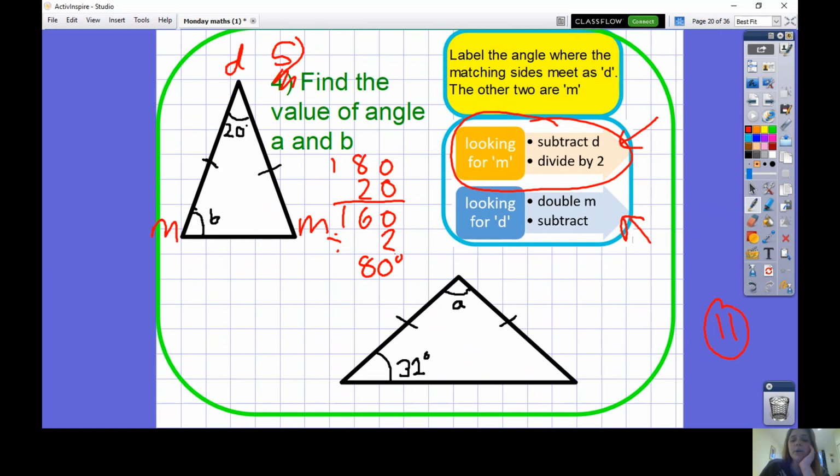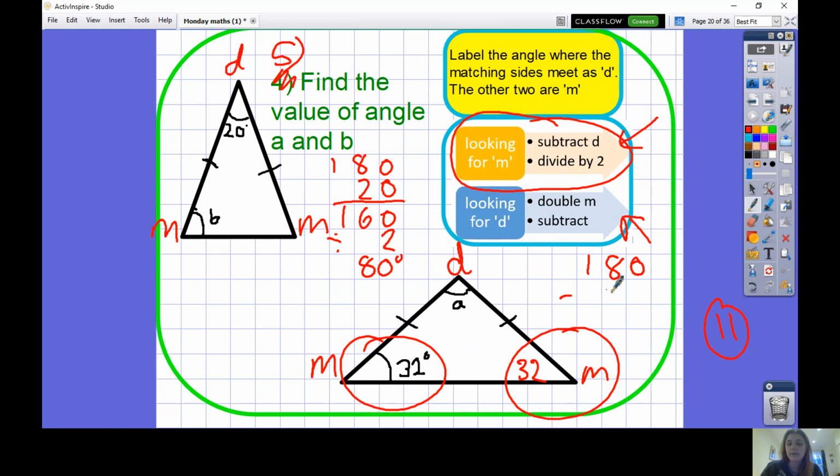Over here, I'm using that first method we saw, because if I see these two are matching at the top, these two meet at the top, that's a different angle, these are the matching angles. So I need to use that first method. I double angle M, 32 add 32 is 64, and then I'm taking away from 180 to find the other angle. 180 subtract 64. That means in this question, angle A is 116 degrees.